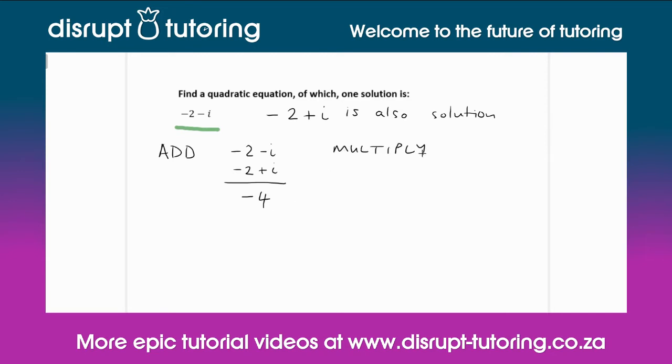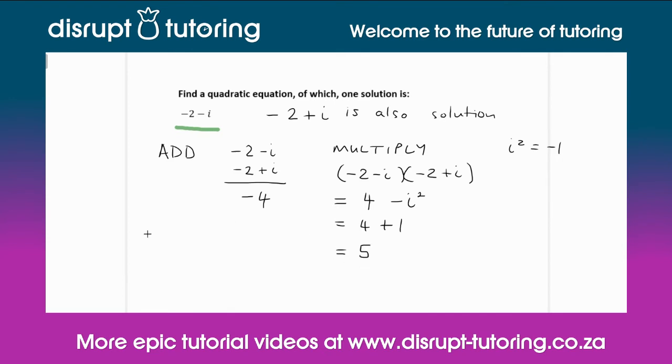When we multiply our roots, we have -2 minus i, -2 plus i. When we multiply out those brackets, we get 4 minus i squared. Remember, i squared is equal to -1. So that gives us 4 plus 1, which is 5.